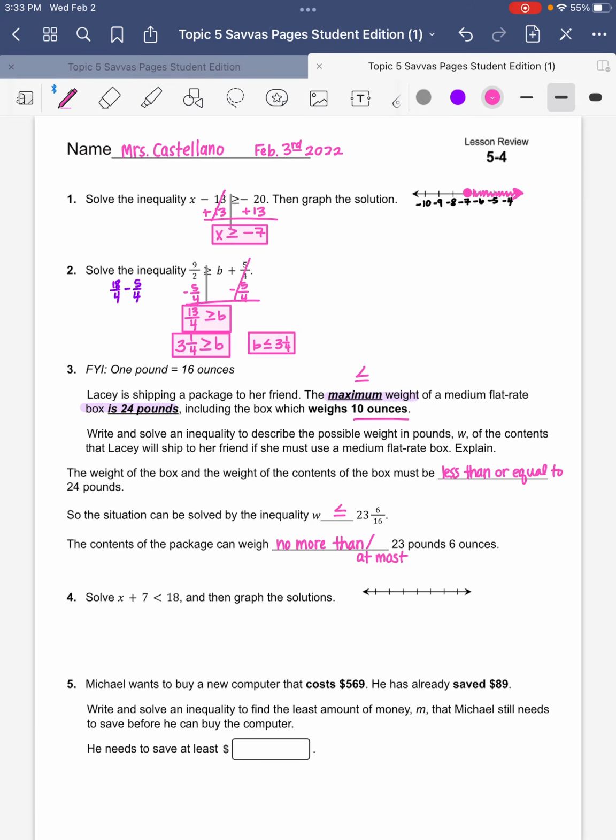So the contents of the package can weigh no more than 23 pounds, 6 ounces, or the contents of the package can weigh at most 23 pounds and 6 ounces. Okay, now that we're done with number 3, let's look at number 4. We're back to solving and graphing.